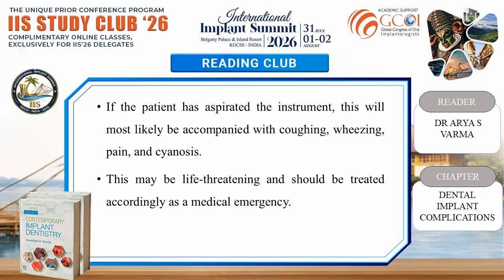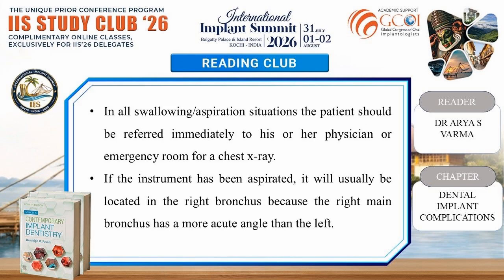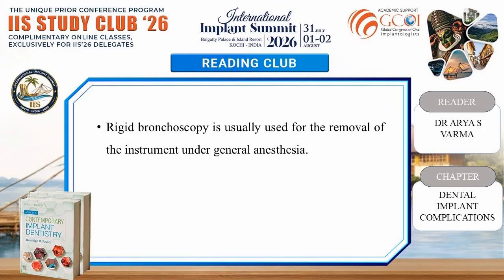In all swallowing or aspiration situations, the patient should be referred immediately to his or her physician or emergency room for a chest X-ray. If the instrument has been aspirated, it will usually be located in the right bronchus because the right main bronchus has a more acute angle than the left. Rigid bronchoscopy is usually used for the removal of the instrument under general anesthesia.